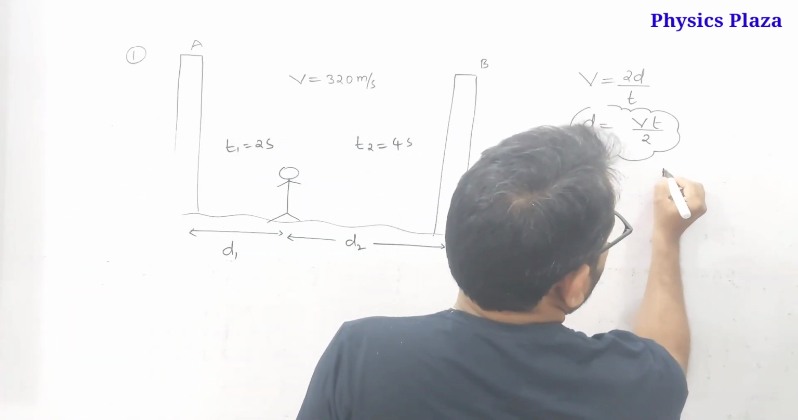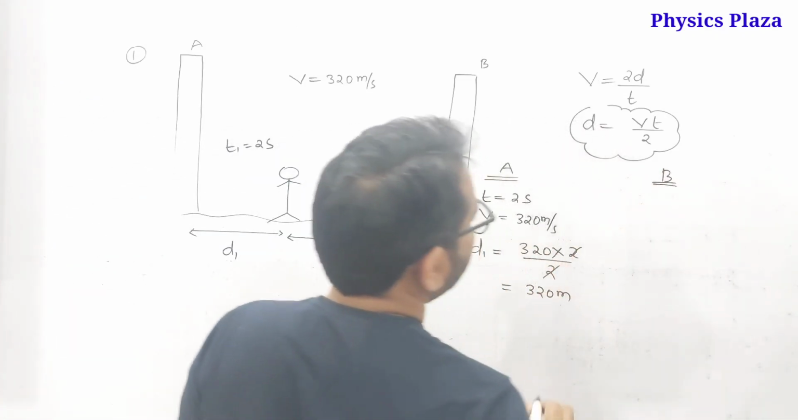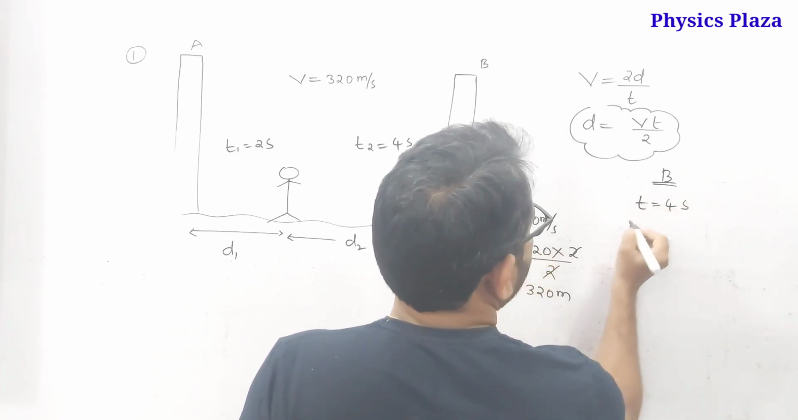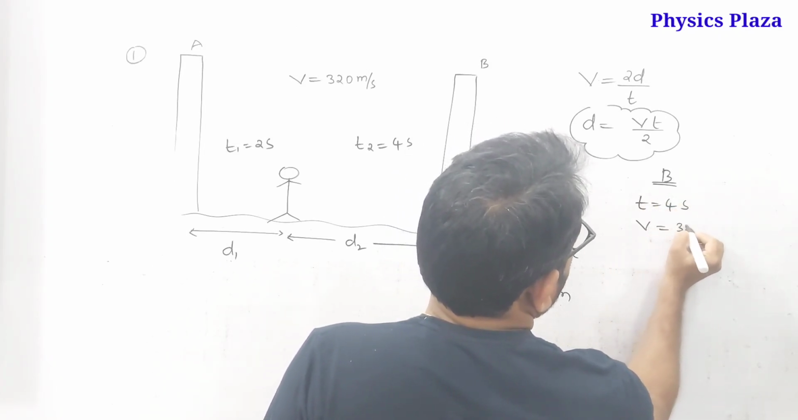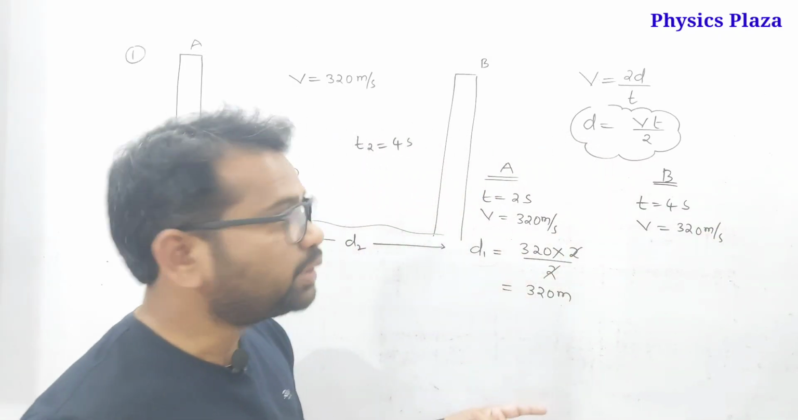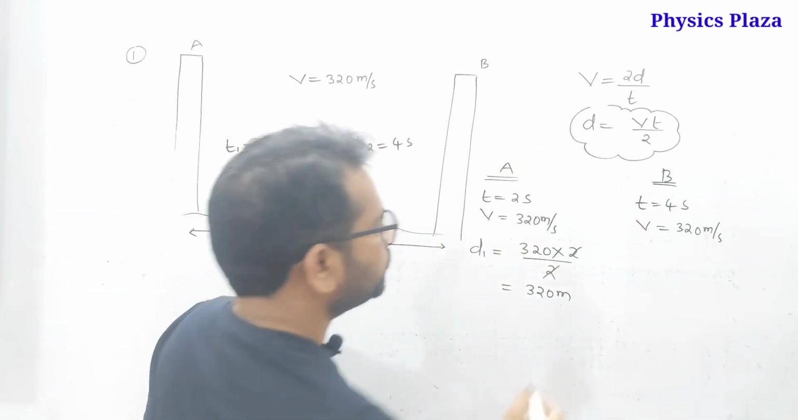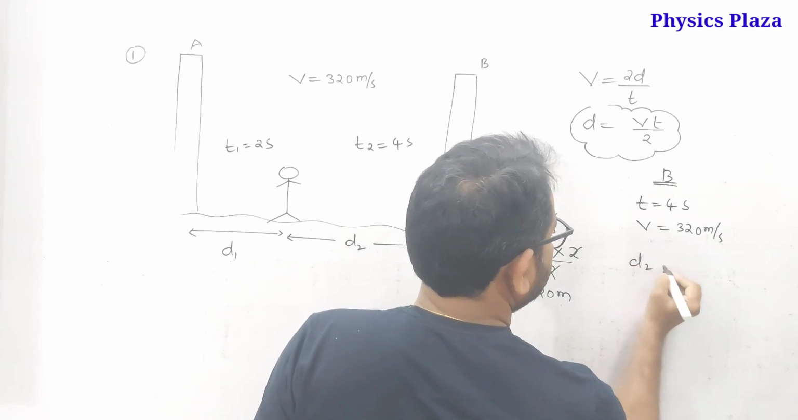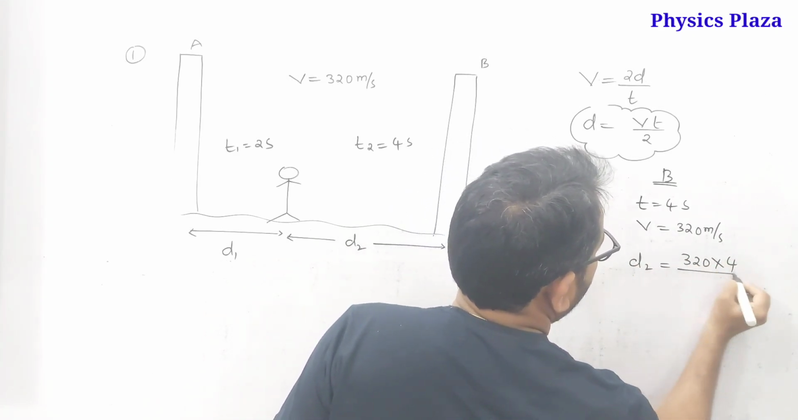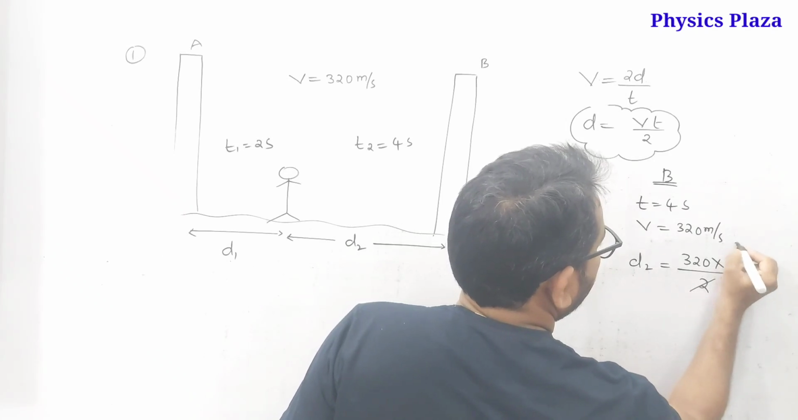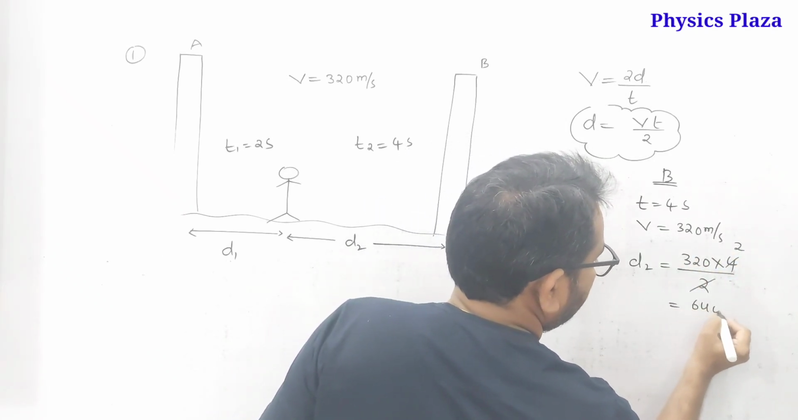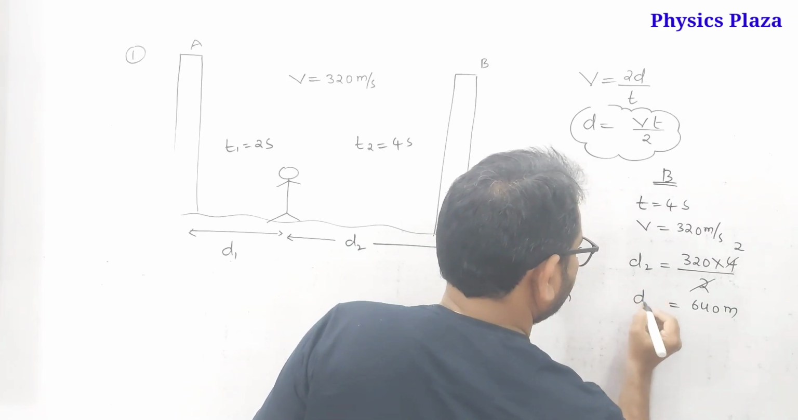Now let us calculate for cliff B. So here the time taken is 4 seconds and speed is 320 meters per second. Now let us calculate the distance between cliff B and the person. So let us say the distance is d2. So this is 320 into 4 by 2. 2 ones are 2, 2 twos are 4. 2 into 320 is how much? 640 meters. This is distance d2.